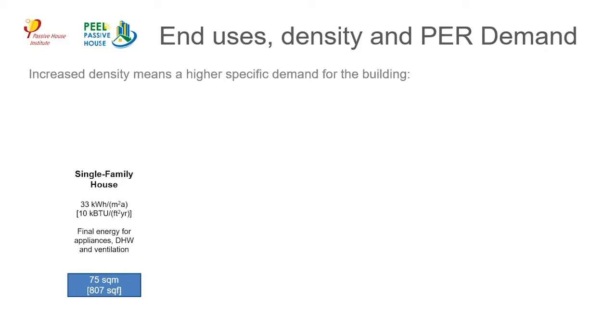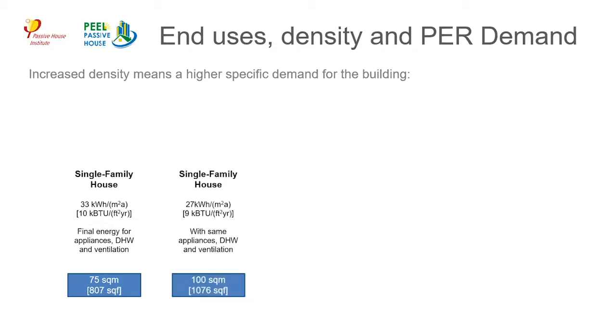By the way, a small parenthesis, I will be talking in terms of international units, but for your reference, there will also be the numbers in brackets in IP units. So going back to the single family home, it has around 33 kilowatt hours per square meter per year. If we take a similar single family home, but slightly larger, then the specific energy demand would be lower, around 27 kilowatt hours per square meter per year. And that's what density does to the primary energy demand of projects.